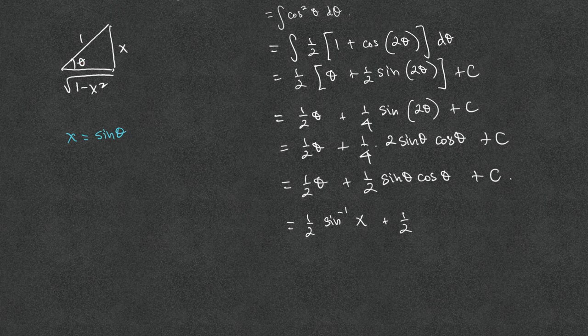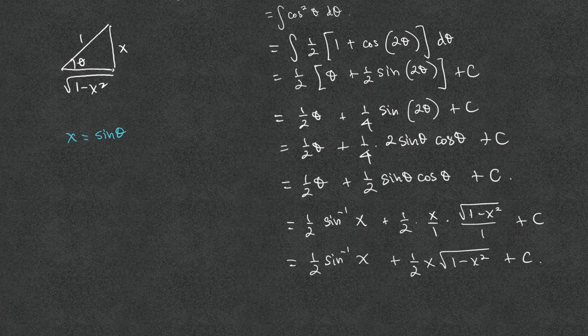Using the right triangle, sine of theta is x over 1, and cosine of theta is the square root of 1 minus x squared over 1. Make sure the final answer to this integral is in terms of x. Simplifying, we obtain 1/2 sine inverse of x plus 1/2 x times the square root of 1 minus x squared plus c.